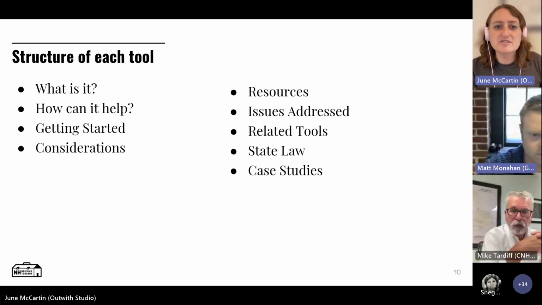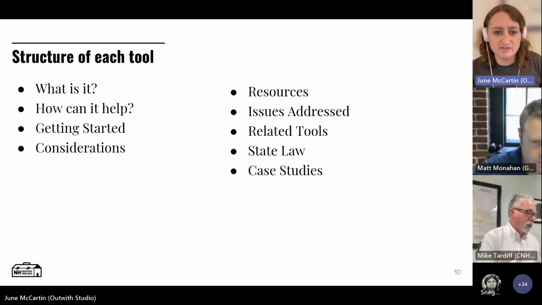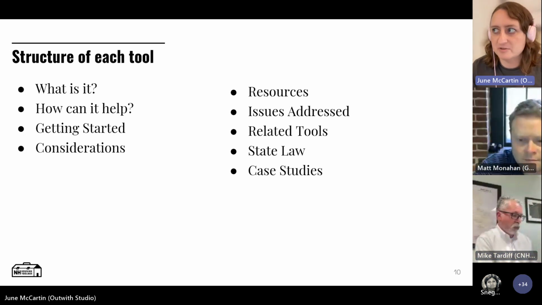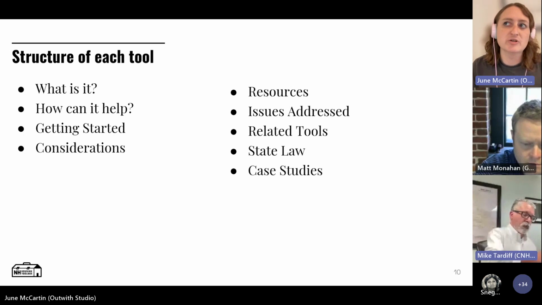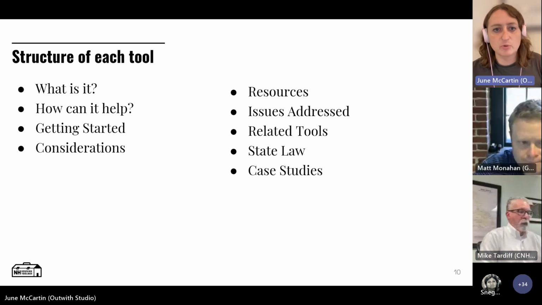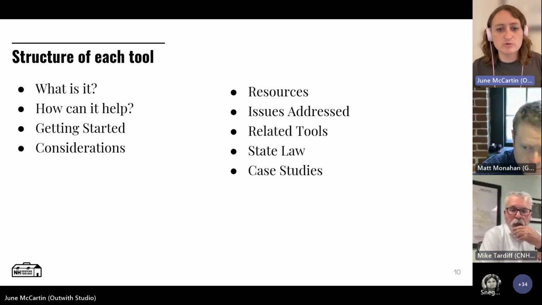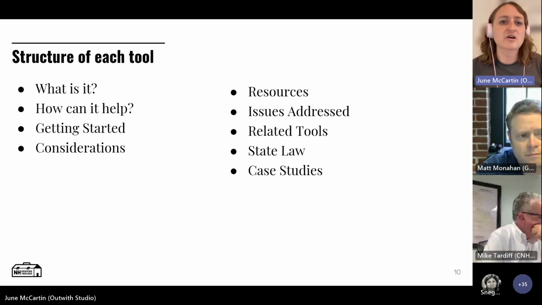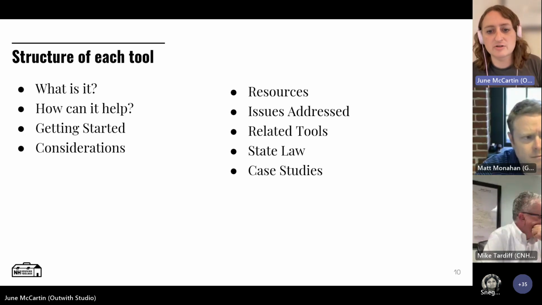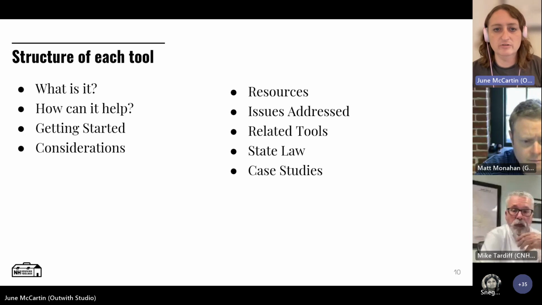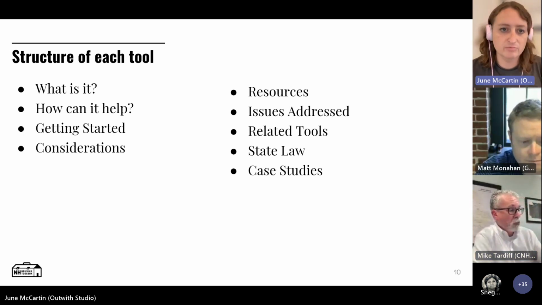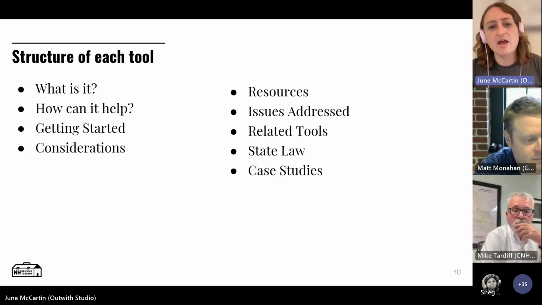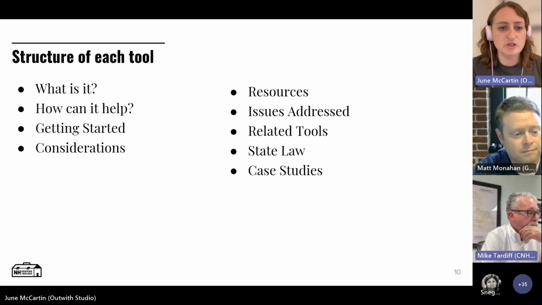A list of issues addressed. We've broken this down by a series of issues related to housing production, so you can target your efforts to the things that are most important to your community. Related tools, which are other tools in the toolbox that might work together, or might be alternatives to one another. State laws, so where there's enabling legislation or other important laws and rules, we note those, and then case studies from New Hampshire and beyond.